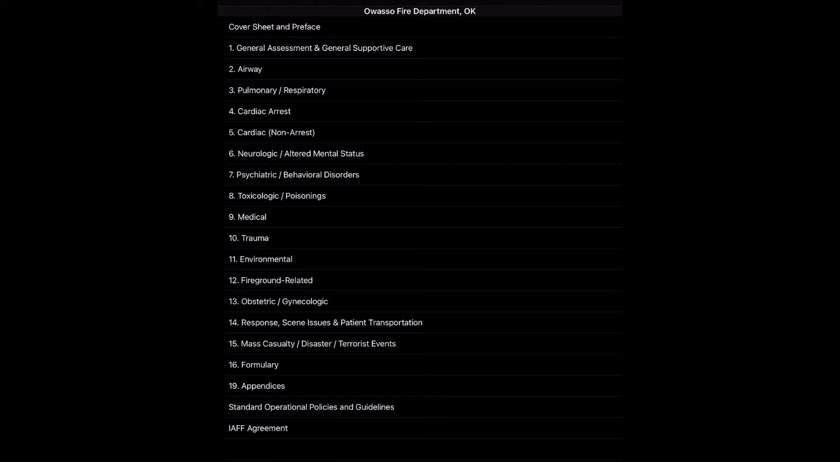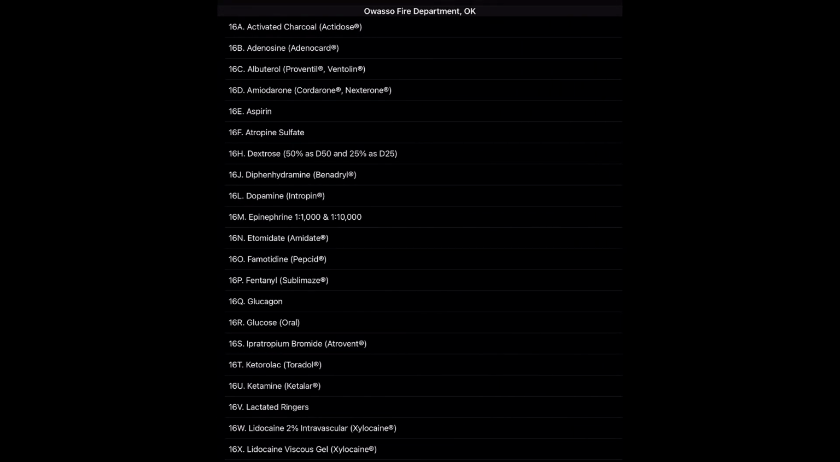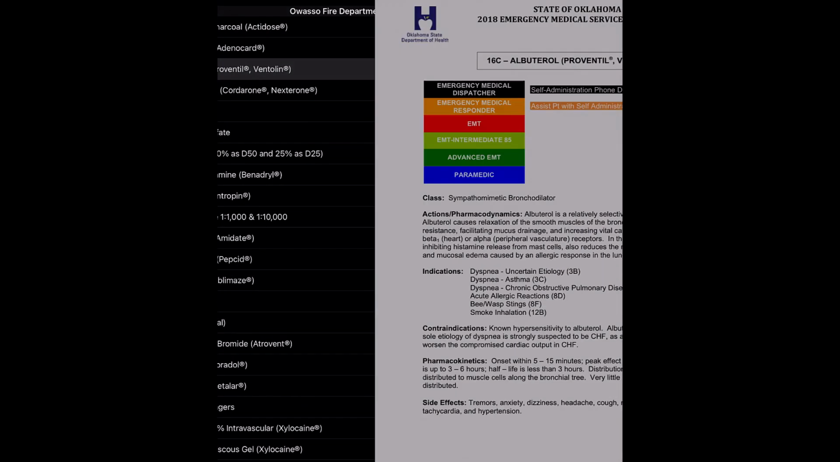So let's start. If you want to follow along in the video, I'm going to read through the protocol as we go. If you want to follow on your phone, just read the protocol on your own. Open up your protocol app and go to number 16, formulary, and you're looking for 16C, which is albuterol.